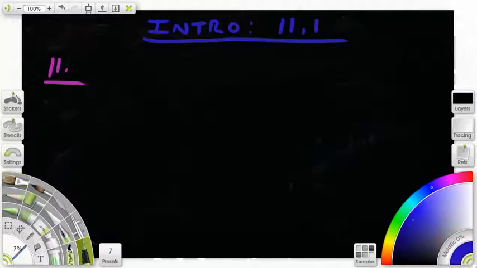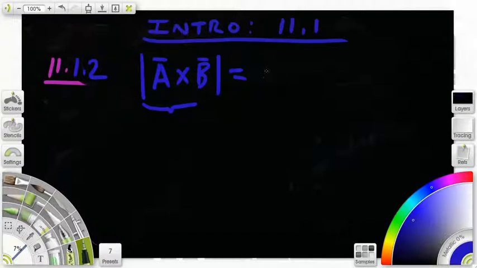Okay, so now we move on to 11.1.2. This is also a fairly straightforward problem that just relies on the definition of a cross product. So I'm going to give you this equation, which is absolutely imperative for this problem. The magnitude of the vector A cross B, because A cross B is a vector, is equal to the magnitude of A times the magnitude of B times sine of the angle between them.